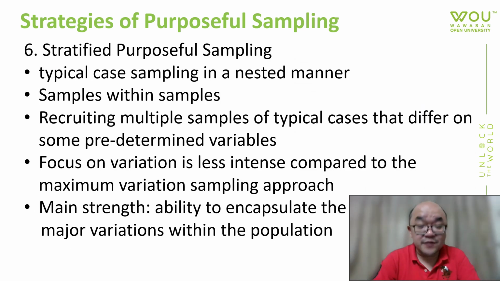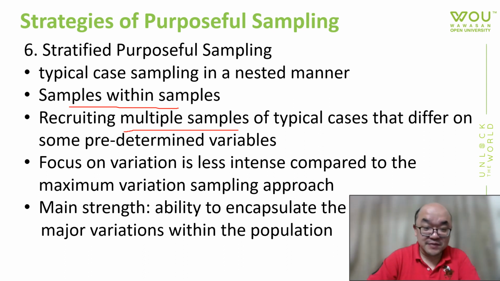Number six is called stratified purposeful sampling. This is something quite similar to stratified sampling, but it still remains purposeful. This is what we call samples within samples. So you have case sampling in a nested manner. What does it mean?